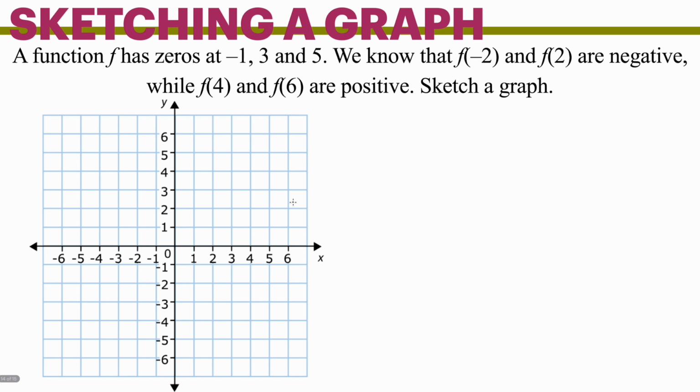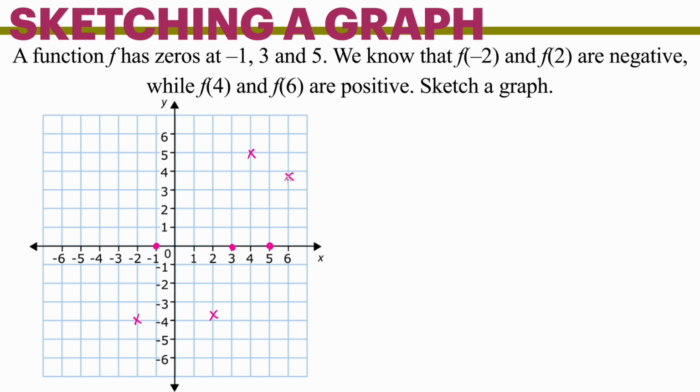Now, in this case, they tell us that the function has zeros at -1, at 3, and at 5. We also know that at -2, I actually have a negative y. So at -2, it's going to be like somewhere down here. It's negative, as the y value is negative. And we also know that at f of 2, when x is 2, it also is going to be negative. We don't know where. We just know it's going to be negative somewhere below the x-axis. And then f of 4 is positive, and f of 6 is positive.